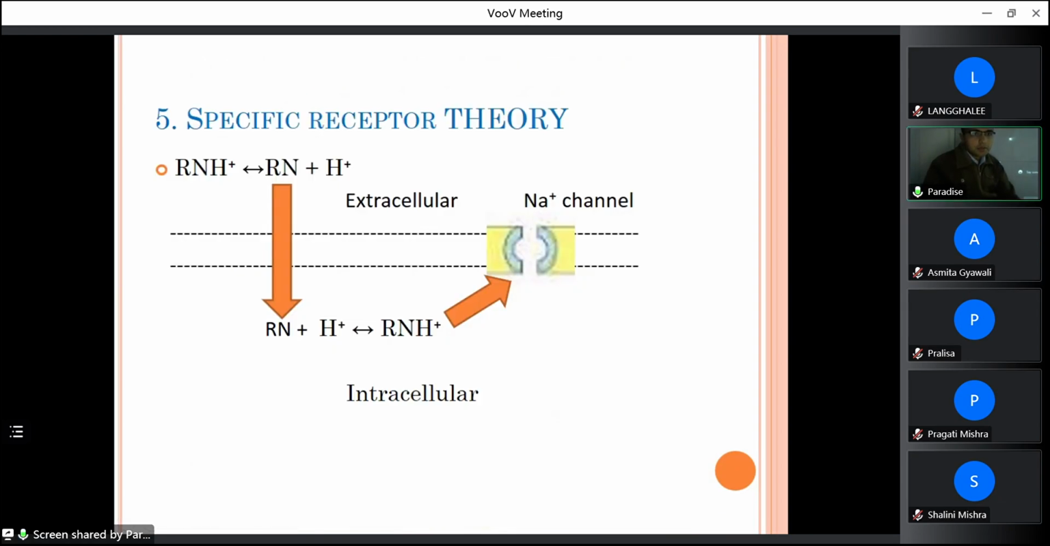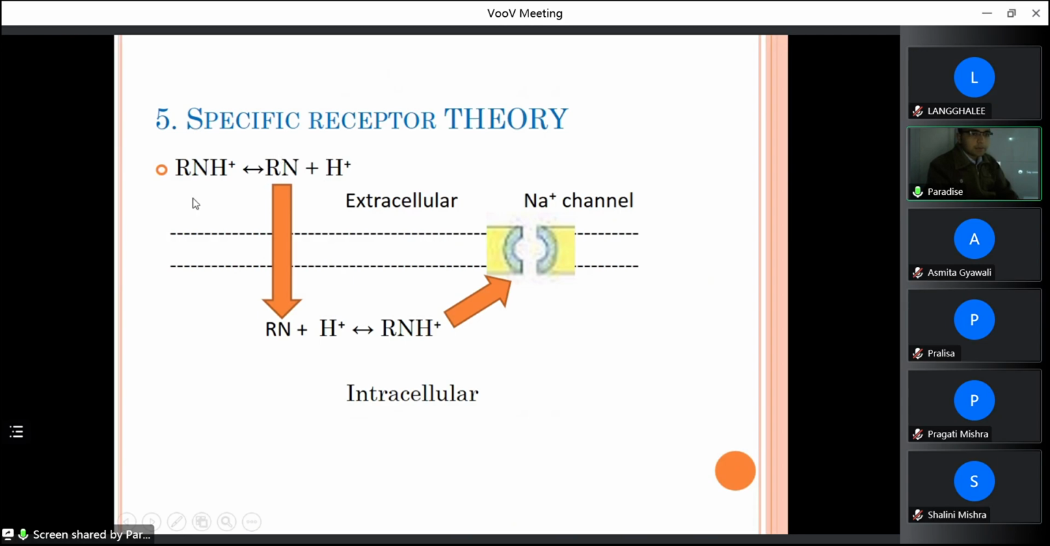Next is the specific receptor theory. What it states is, whenever we deposit local anesthesia adjacent to the nerve cells, what will happen? This is a local anesthetic agent, RNH+. R is the alkyl group, H is a hydrogen ion, and N is nitrogen. Whenever we deposit a local anesthesia near the nerve membrane, it is a reversible reaction. It will dissociate into RN and H+. R is the alkyl group, N is nitrogen, H+ is a hydrogen ion. Once it dissociates into RN and H+, it will enter into an equilibrium state. It is a reversible reaction.